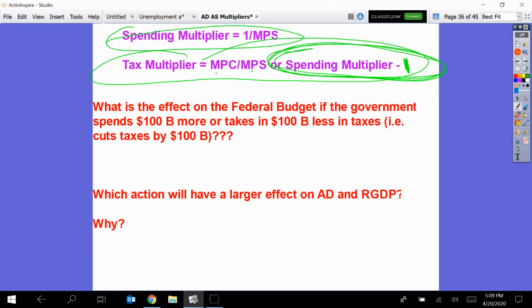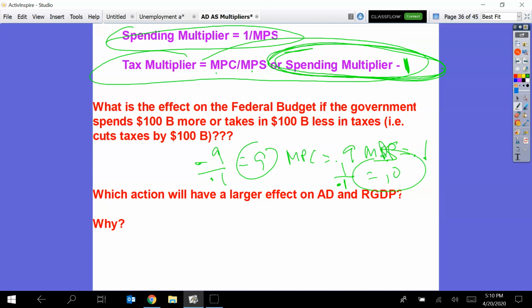Now, MPC over MPS will give you the same thing. So in the example I just did, if the marginal propensity to consume is 0.9 and the MPS is 0.1, you could do the MPC over MPS, which would be 0.9 over 0.1, which is 9. Or you could do the spending multiplier minus 1. The spending multiplier would be 1 over 0.1, because that's your MPS. So the spending multiplier would be 10, but the tax multiplier would be 9.